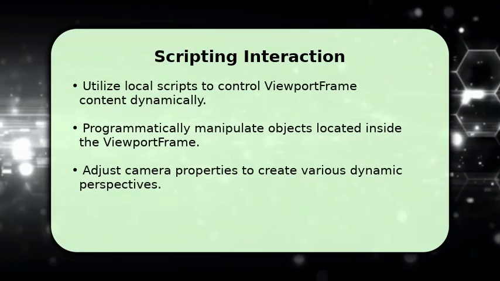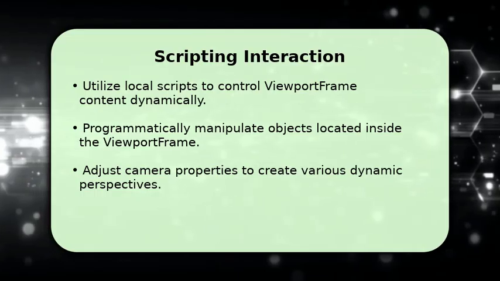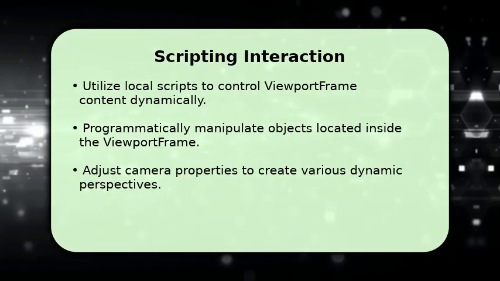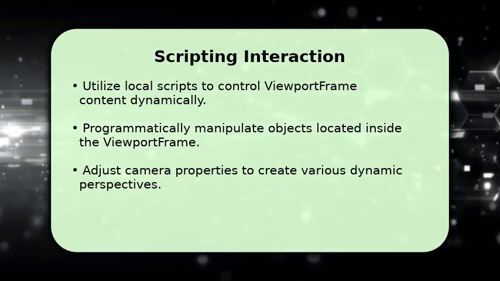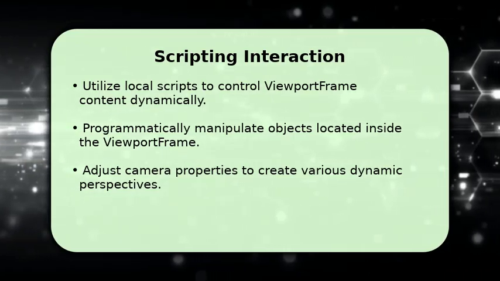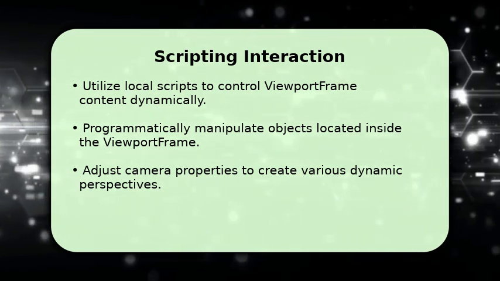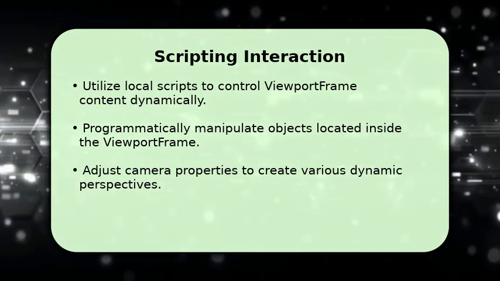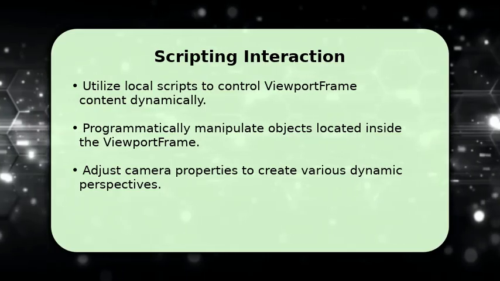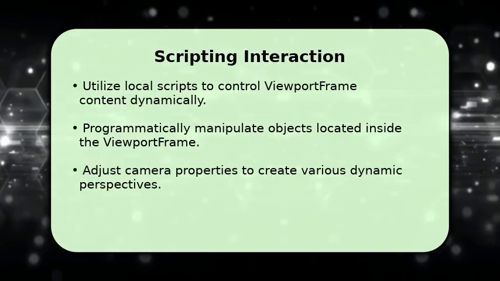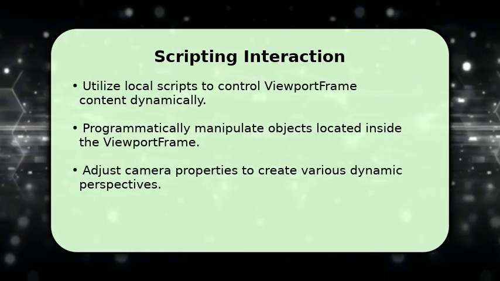To bring your viewport frame to life, use a local script. This script, placed within the viewport frame or a parent UI element, can access and modify the objects inside. You can rotate models, change their colors, or even animate them. Adjusting the camera's CFrame property allows you to create orbiting views or zoom effects, offering a rich user experience.